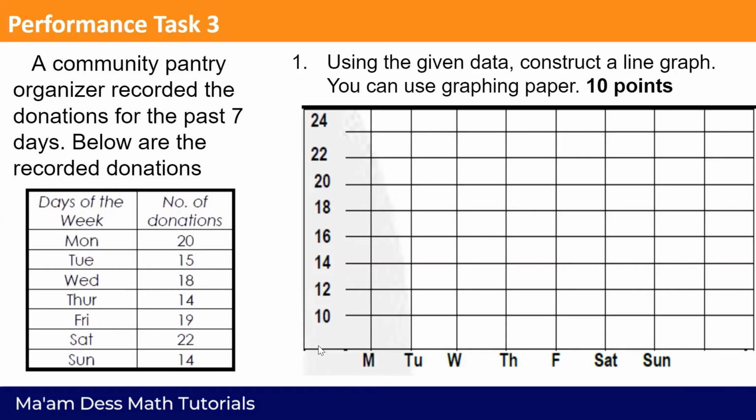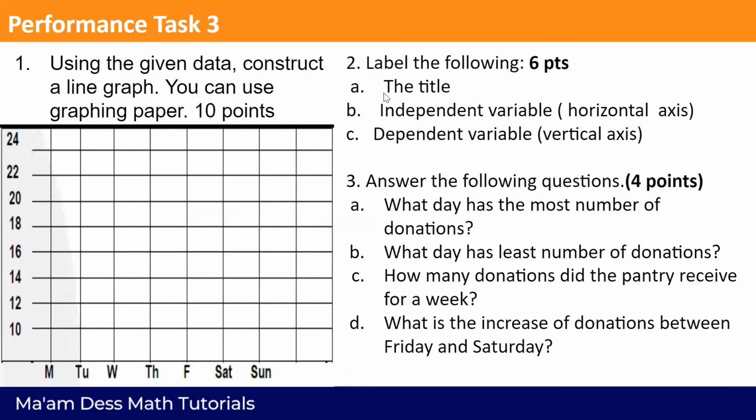Ayan. And then another, number 2, label the following. Okay, so dapat po lalagyan nyo ng title. Letter B, independent variable are the horizontal axis. So, ang tawag po natin sa horizontal axis is independent variable.